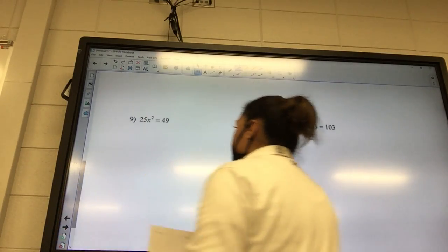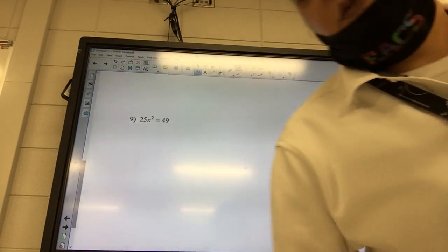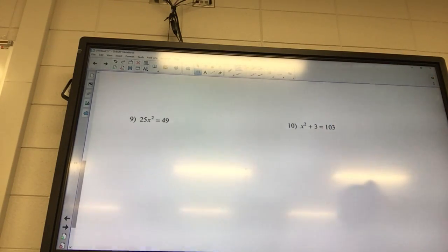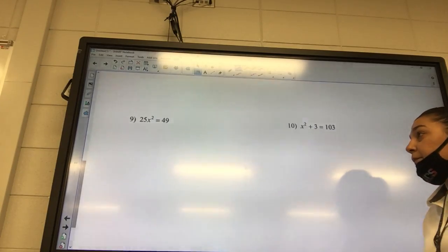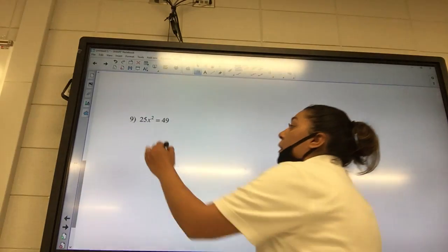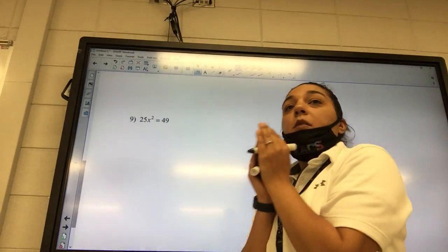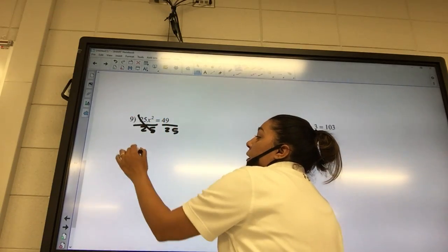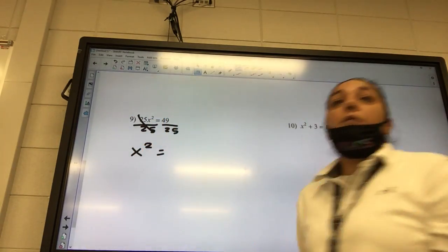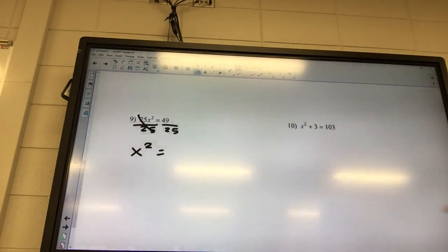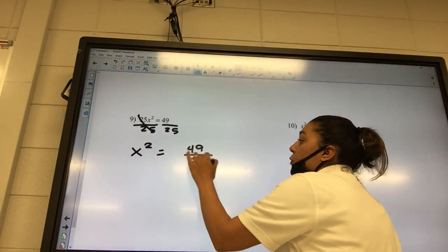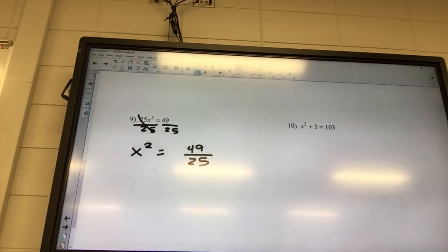Okay, look at 9. Is the x squared by itself? No. And so we need to move that first. So how do you move something that's right next to each other? Divide. When something's right next to each other, that means multiply, so you got to divide first. Divide by what? 25. So you got x squared equals, and this was not a good problem to start off with, I'm just letting you know right now, so just bear with me. So we got 49 over 25. Now, is the x squared by itself? Yeah, it is now.